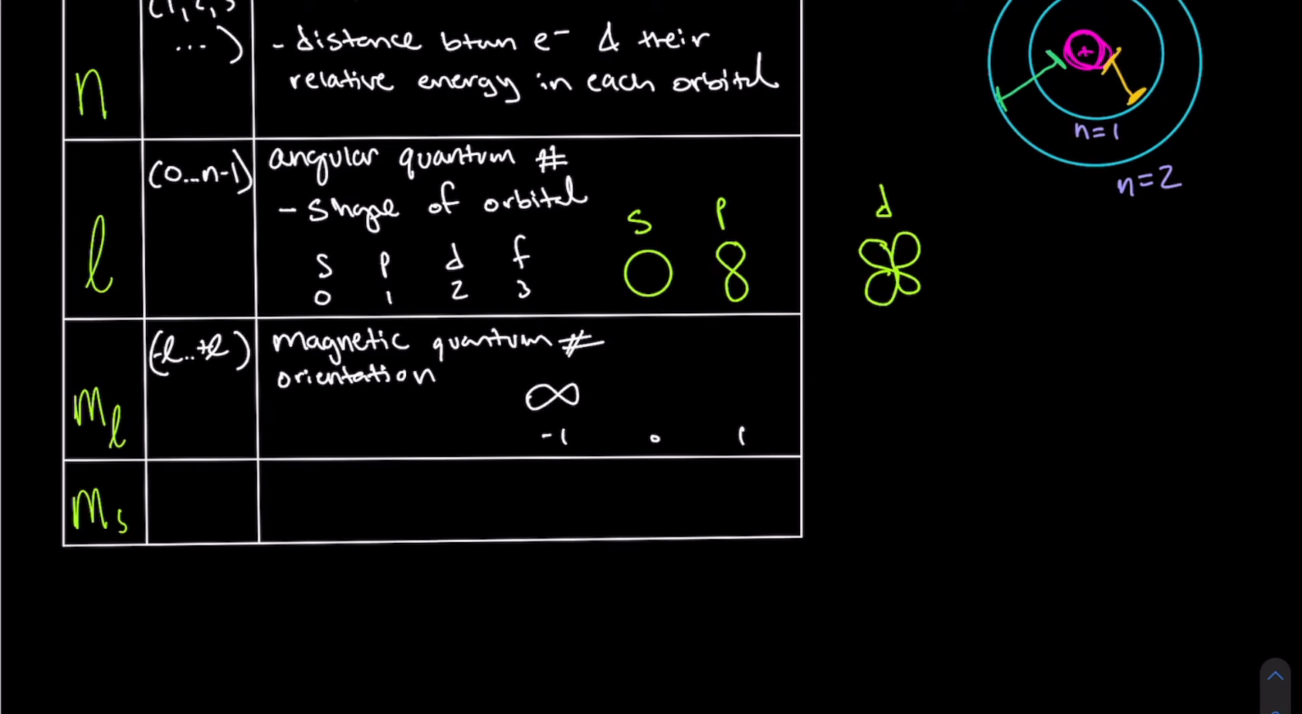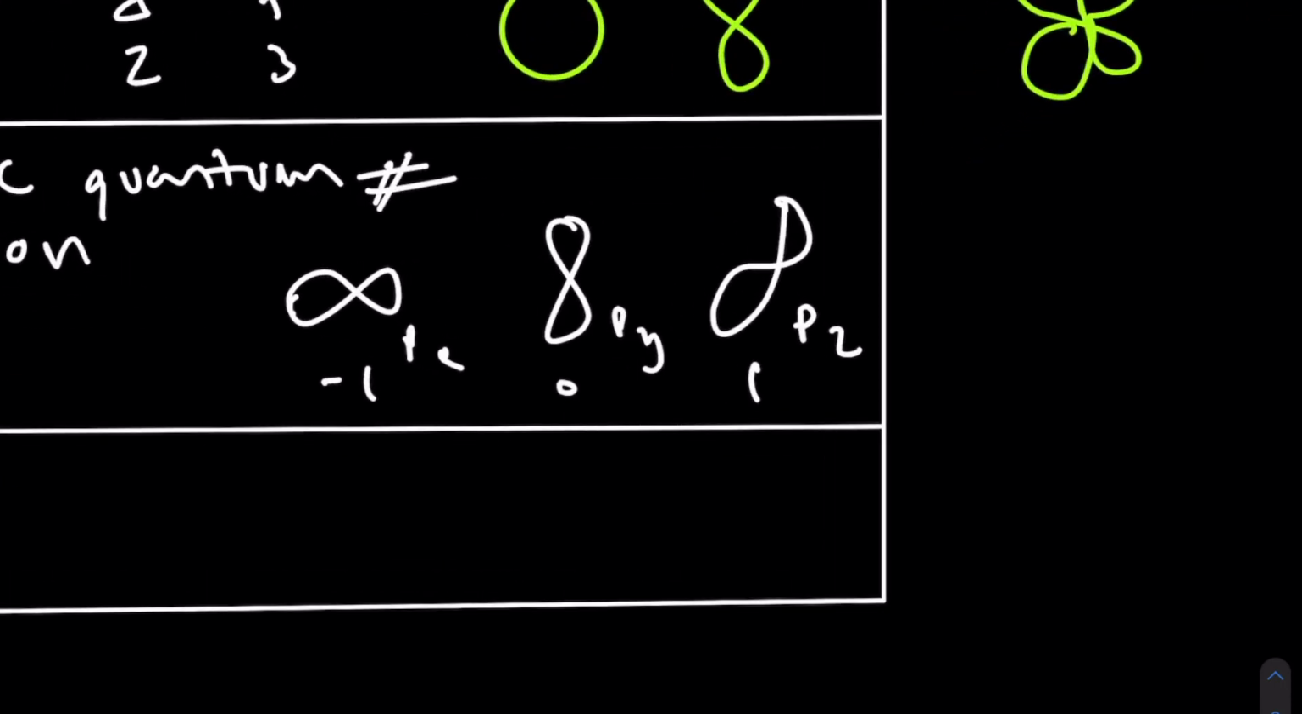So you could have Px, Py, and Pz. Let me redraw those to make them a little neater. Px, Py, Pz, where the smaller letter refers to the axis that the orbital is on.